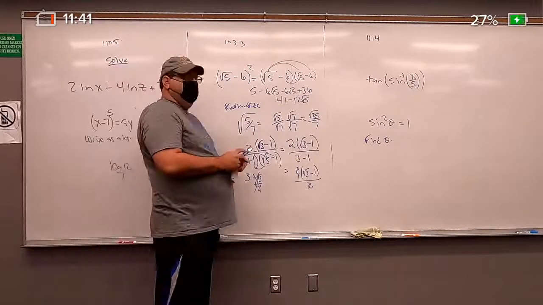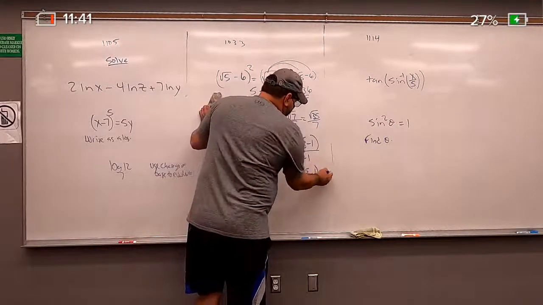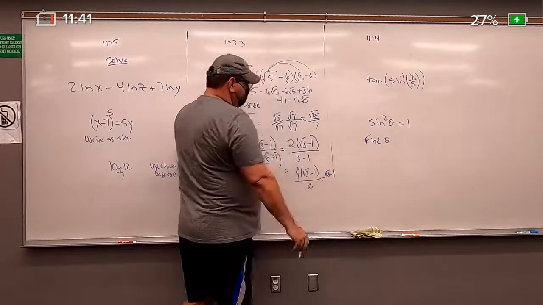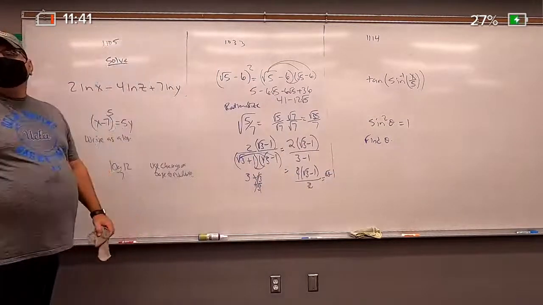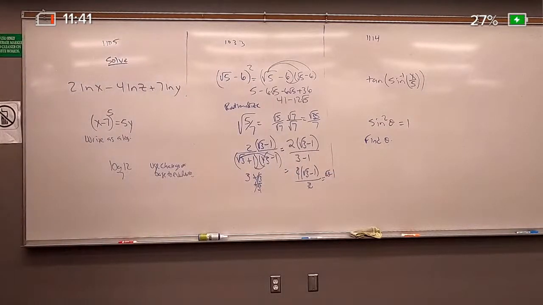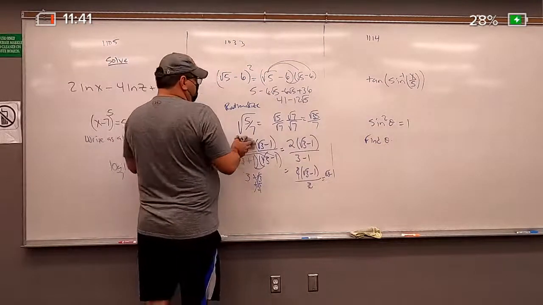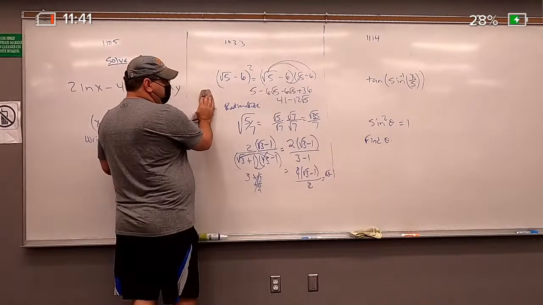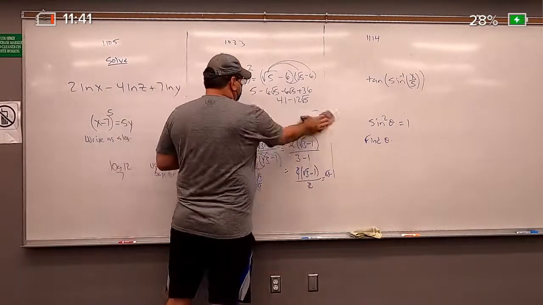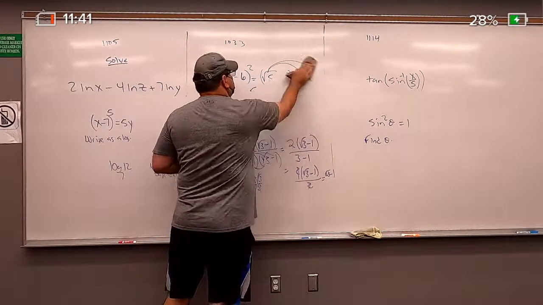Okay? And so you get square root of 3 minus 1. Alright? You good? Alright. I'm gonna leave that bottom one up and give you one more just like it, okay?